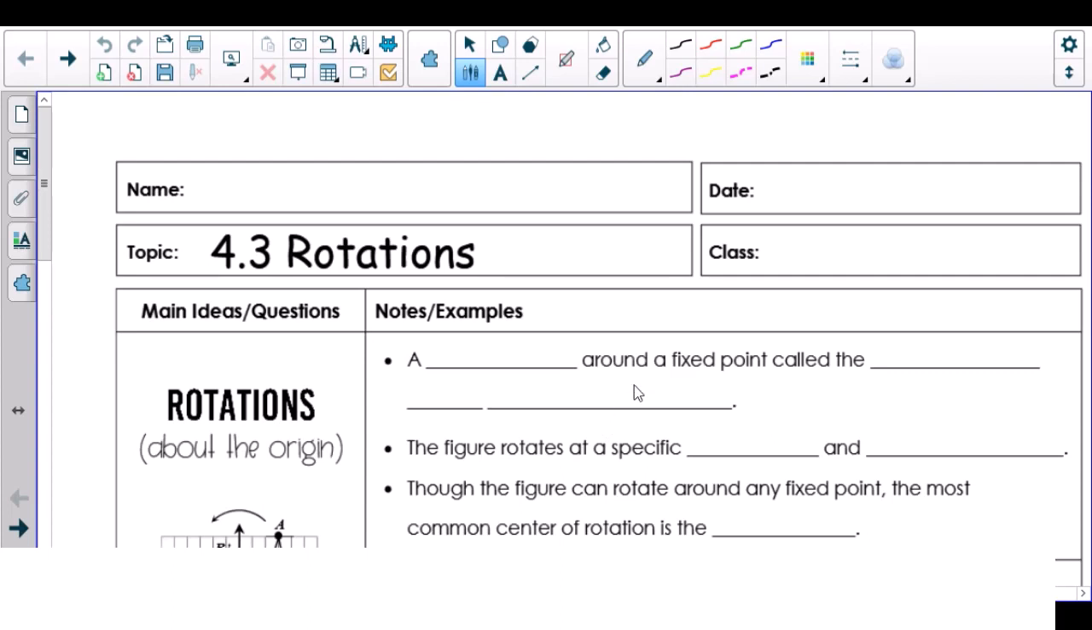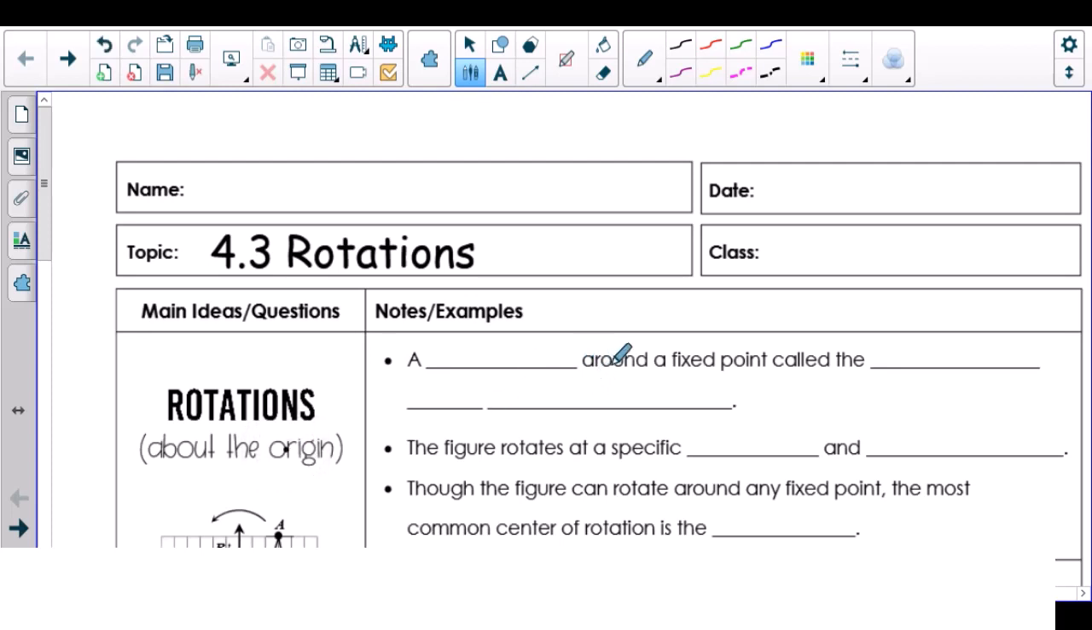So we looked at, first of all, translations, which was basically just a slide. And then we looked at reflections, which is like flipping it over. And today we're looking at rotations, which is going to be like a turn. And I'll show you in a little bit what our reward system is going to be.